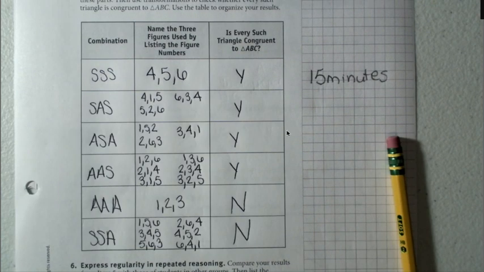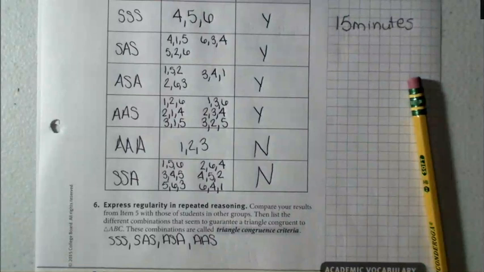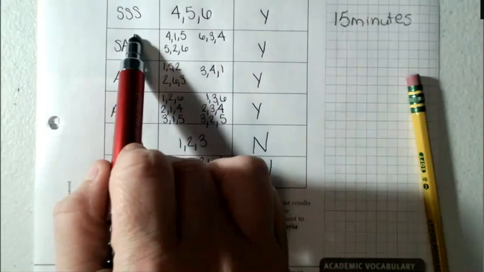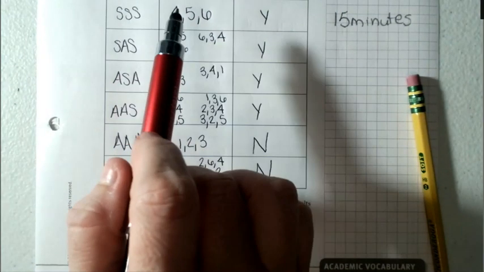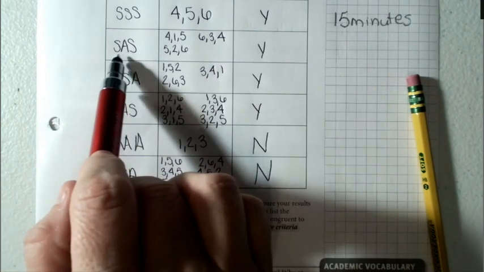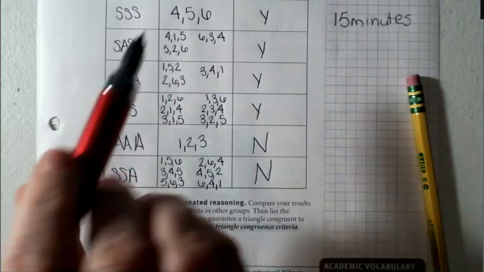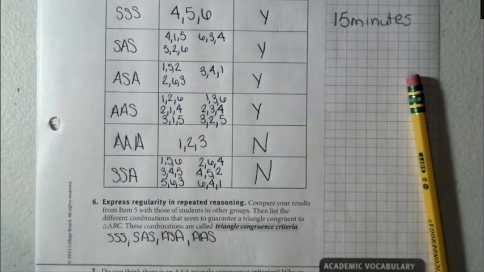As you can see, the answers to questions number 5 and 6 have been provided. I went through and I worked. I put my three sides together and I said, well, that triangle will always be the same size as triangle ABC. I did side angle side and I used the different combinations and always got my triangle to be the same size as ABC.